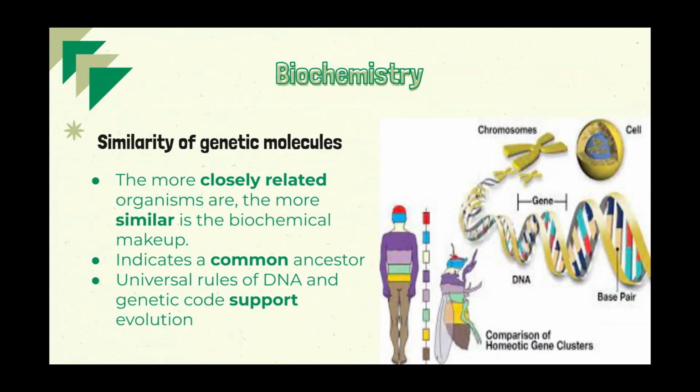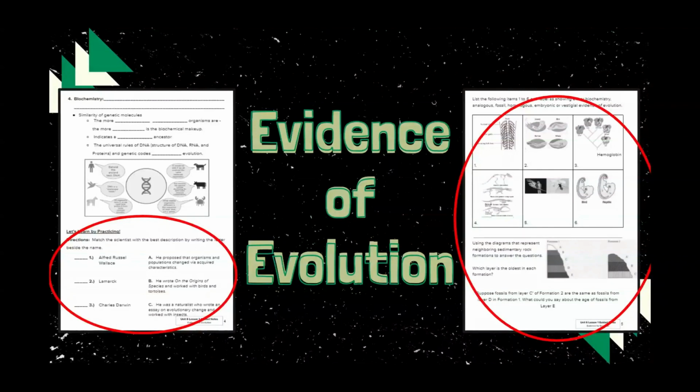And this is going to indicate a common ancestor if you have some similarities overall in your DNA. In other words, if this organism has more similarities with this organism's DNA than another organism. We also know that universal rules of DNA and genetic codes support evolution. So we have evidence of evolution.